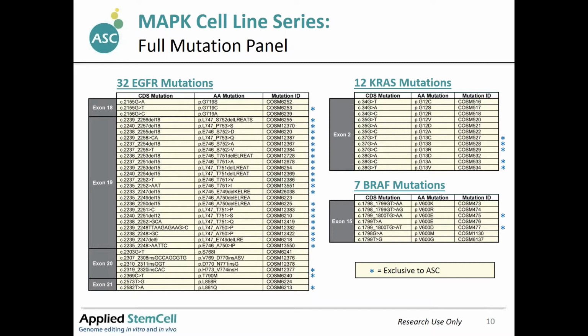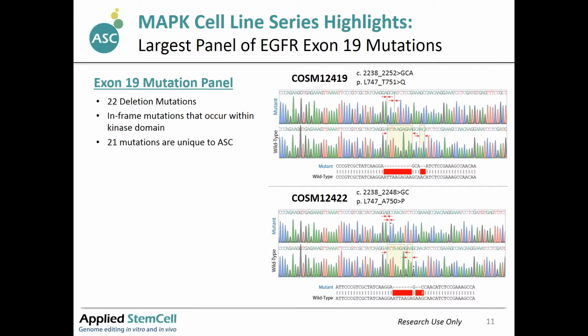And we also have a number of different mutations in BRAF, focusing primarily on the 600 valine residue of the protein. One thing I want to point out is that all the mutations that are starred in blue are mutations that are exclusive to Applied StemCell. So these are reference standards that you can't find at any other company. And I particularly want to focus just briefly on our exon 19 deletion panel, which is very specific to Applied StemCell.